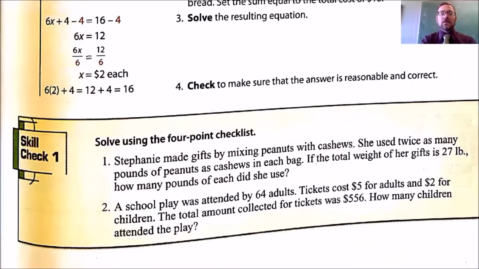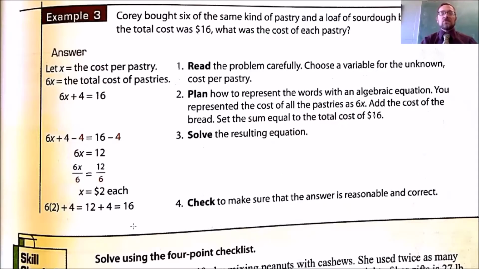Then this 4-point checklist, read, plan, solve, and check, is something I want to see done on any word problem that we have going forward, especially in 3.5, but also on the test. You'll get full credit if you're showing each one of the 4 steps. If you just give me an answer, you will not get full credit, because I want you to be able to walk through these word problems and make them less confusing for yourself.